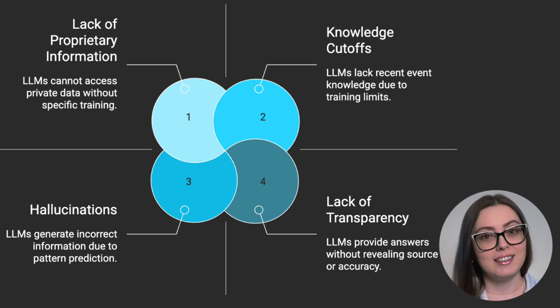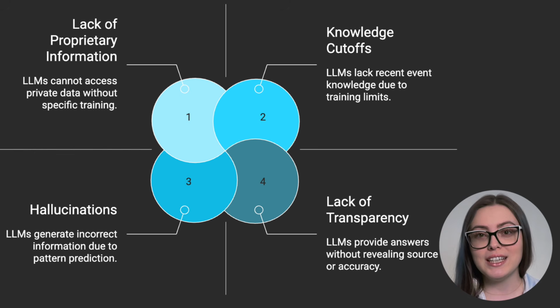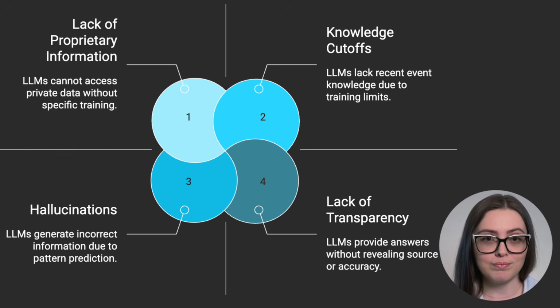LLMs tend to hallucinate, generating plausible-sounding but factually incorrect information. This happens because they're predicting what text should come next based on patterns, not because they're retrieving factual information. LLMs lack transparency. When they generate an answer, we typically don't know where that information came from or if it's accurate. RAG directly addresses all these limitations by grounding LLM responses in specific, retrievable sources of information.